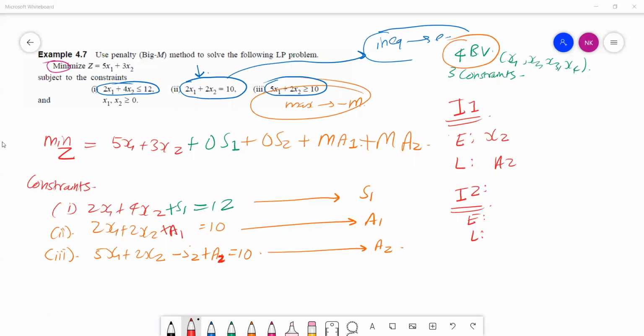Sir, I think in iteration 1 it is A2 leaving and X1 entering. By mistake, I wrote X2. Okay, x1 entering.